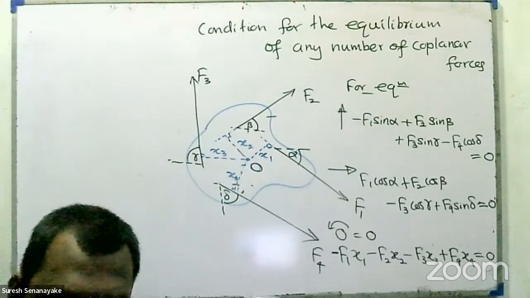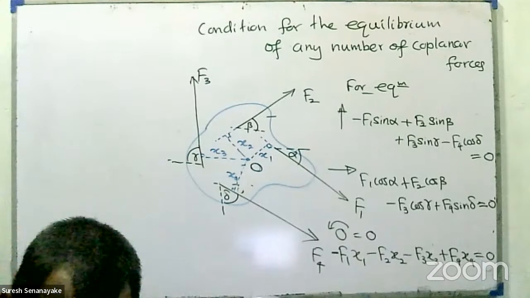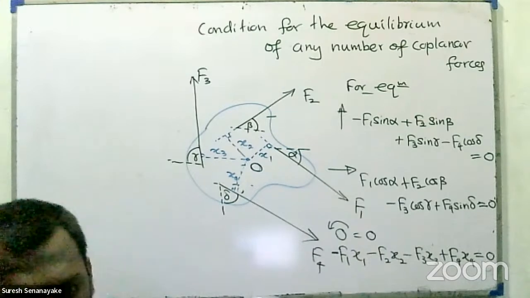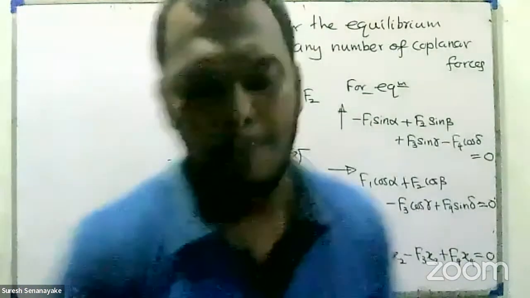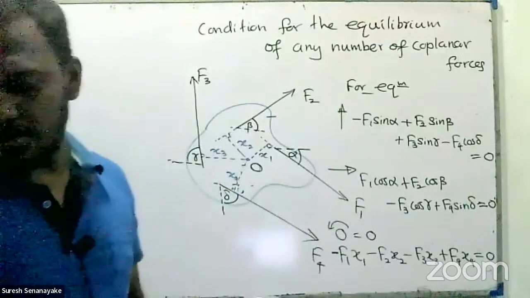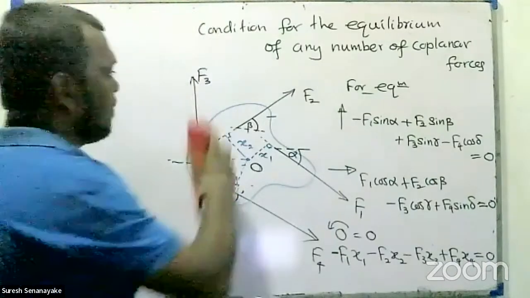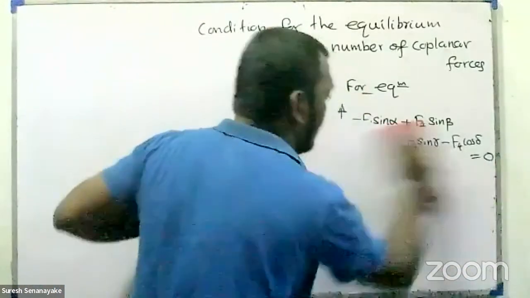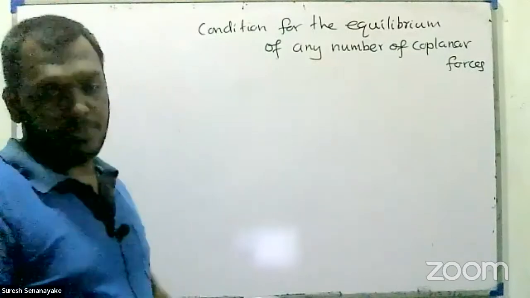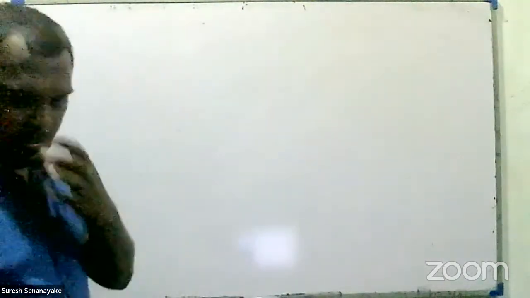And if a large number of coplanar forces are in equilibrium, then it can be represented by a polygon of forces with their magnitudes and directions. A closed polygon of forces with their magnitudes and directions, right?